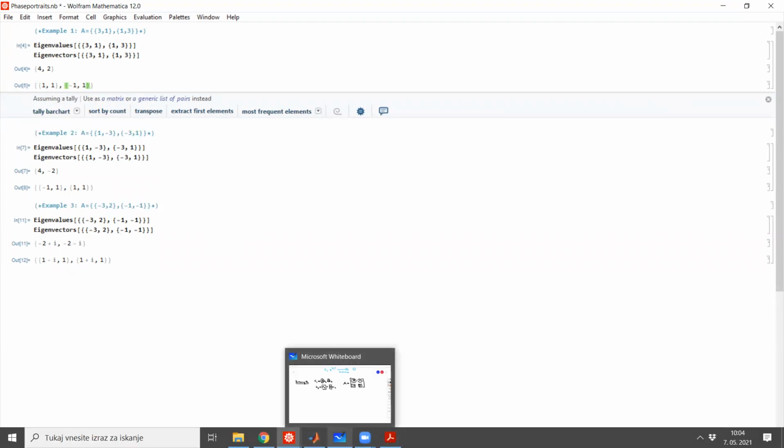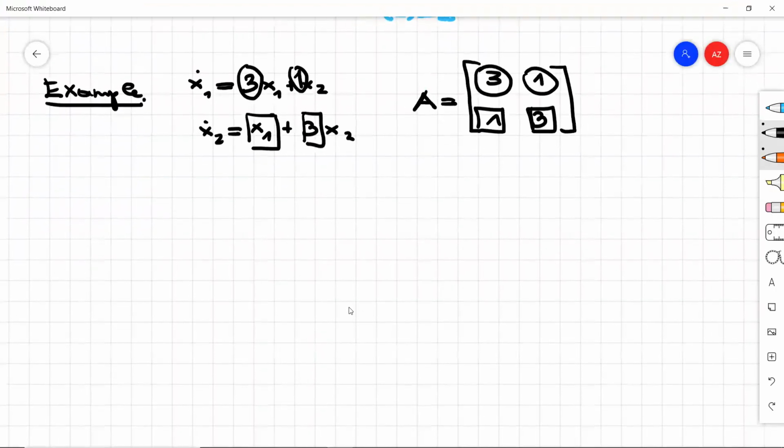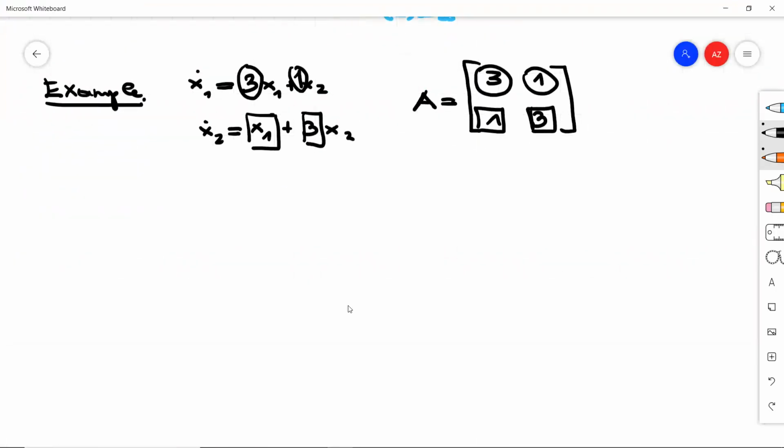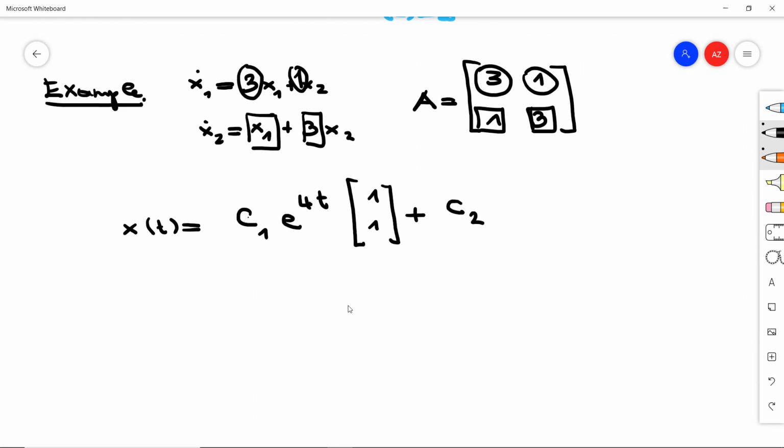Okay, so I will just write down the solution and then we will draw it in MATLAB. So x of t is, the eigenvalues were 4 and 2, e to the power of 4t times C1, and the eigenvector for the eigenvalue 4 was 1, 1, plus C2 times e to the power of 2t, and then minus 1, 1.